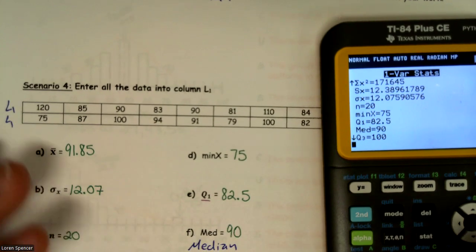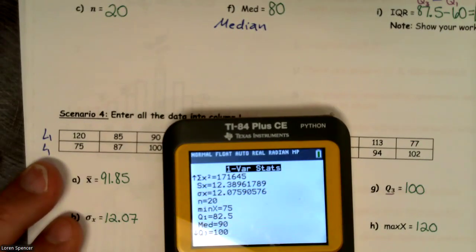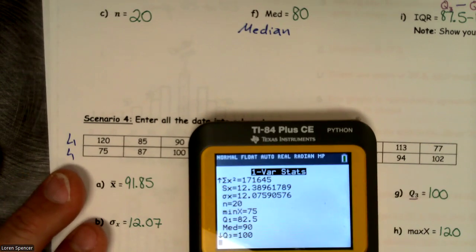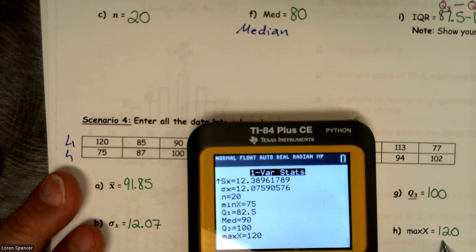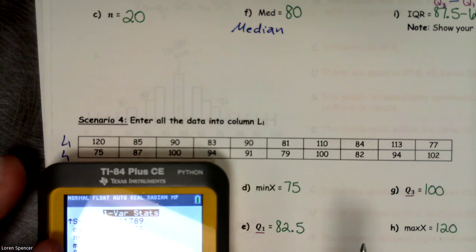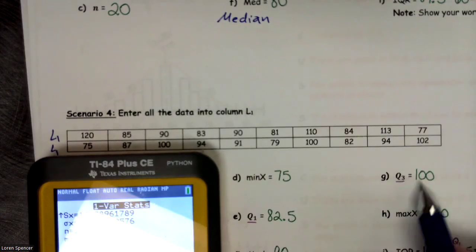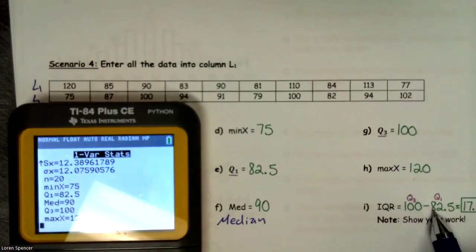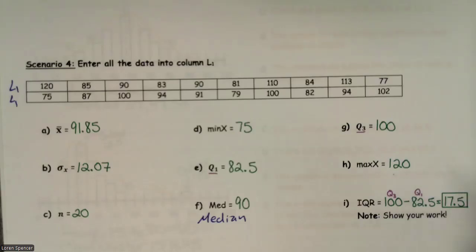Down arrow again, and I find out that Q3 is 100. Down arrow another time, and I find that my maximum value or the largest value in the data set is 120. The next thing asks for the IQR, which is not given to us by the calculator, but it's simply Q3 minus Q1. So 100 minus 82.5. So we end up with an interquartile range or IQR of 17.5.